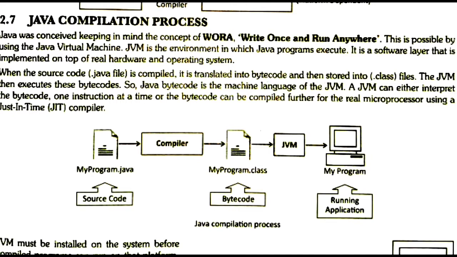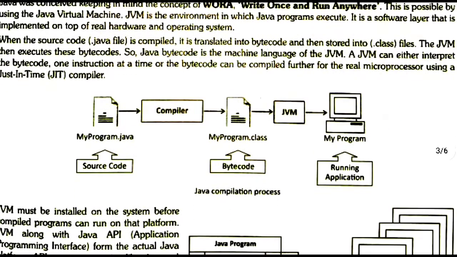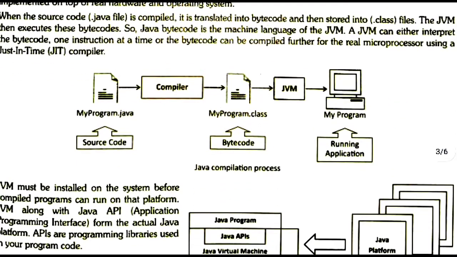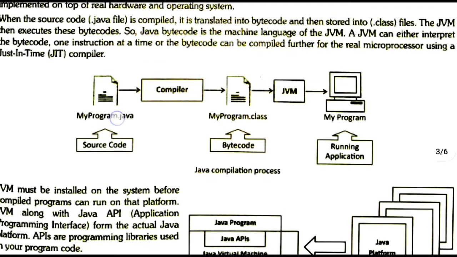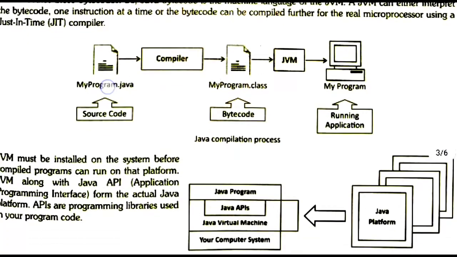Okay, so you can say it is just a software layer on top of the operating system, and the hardware is executing the Java instructions inside that machine. So here I will tell you this diagram. I will explain this. Firstly, you created this program. This is called source code, like my program.java. So this is your source file.